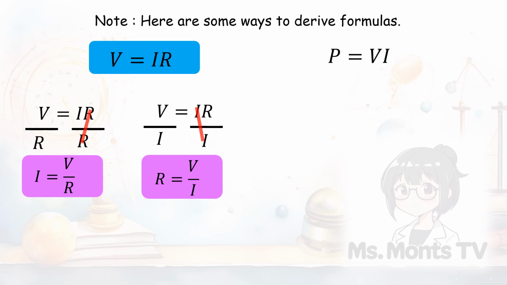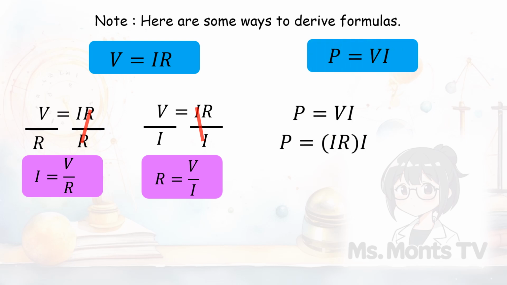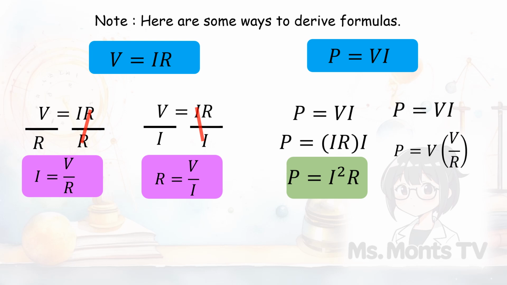How about power? Power equals voltage times current. We know that voltage is equal to IR, so we can substitute. It becomes power equals I squared R. Another one, we can substitute I. From our equation, I equals V over R. So it will become power equals V squared over R.